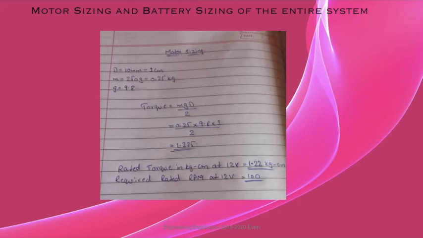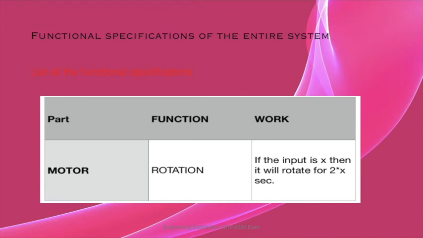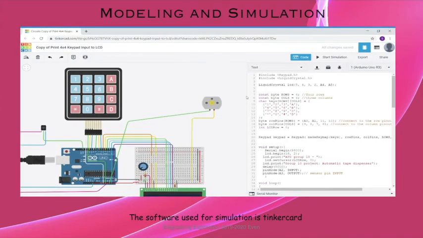Motor sizing: according to the parameters we are going to use, our torque is 1.225 Newton, rated at 12 volt, and we are going to use a 100 rpm motor. Now the functional specification of the entire system, a list of all the function specifications. We only have the rotation, which is the part of the motor, and it's going to work like this: if we input 6, we want a sellotape of 6 centimeter, then the motor is going to rotate for 2 into x, that is 2 into 6, that is 12 seconds, and so on. This is modeling and simulation.